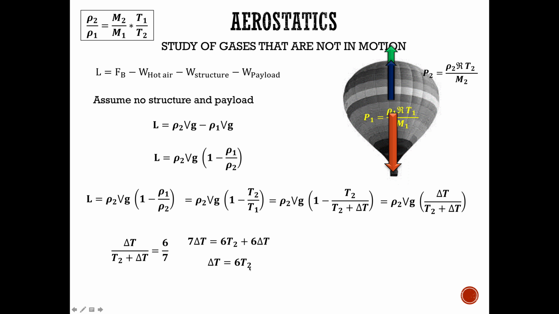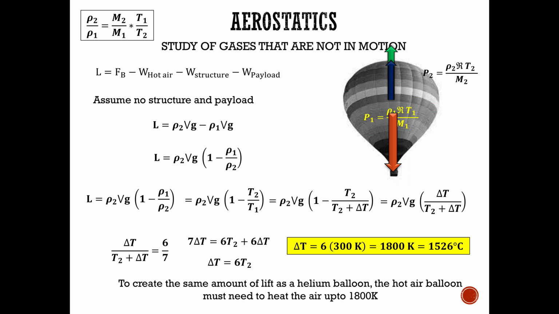Now think about it, right? In order to generate the same lift as the helium balloon, you got to increase the temperature of air 6 times more, right? So if you assume the air temperature as 300 Kelvin, 6 times 300 Kelvin will be 1800 Kelvin, which will be around 1526 degrees Celsius. Now, if you try to heat the air up to this temperature, you simply burn the balloon, right? So it's just not possible. Again, to create the same amount of lift as a helium balloon, the hot air balloon must heat the air up to 1800 Kelvin, right?